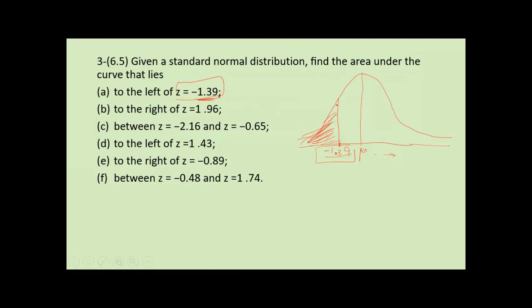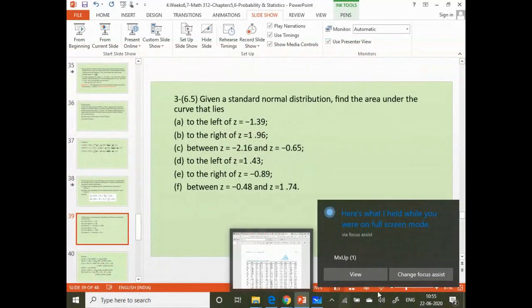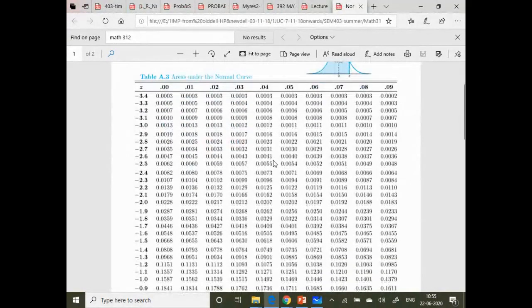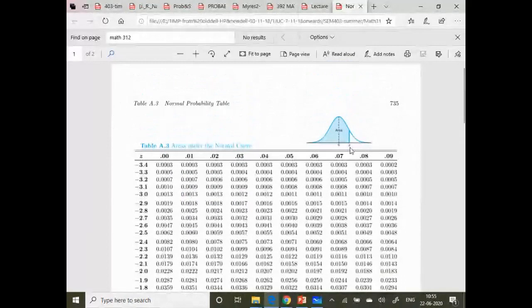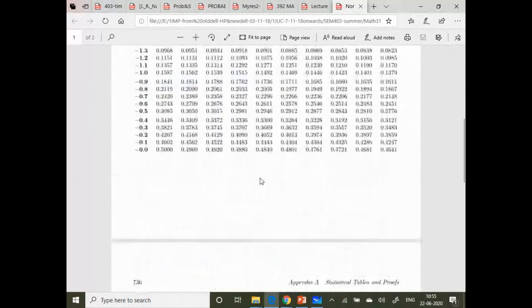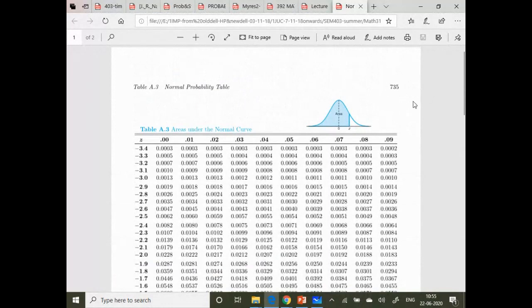Shall we go to the normal table now? Okay, this is the normal table. Can you see? If this is the Z value, the area below the Z value is given all over this table. This table is available in your textbook that I have uploaded on Blackboard. The page number is 735. The table is called A.3, the normal probability table. You can just print that particular part, page number 735.